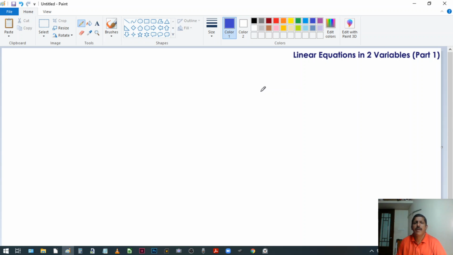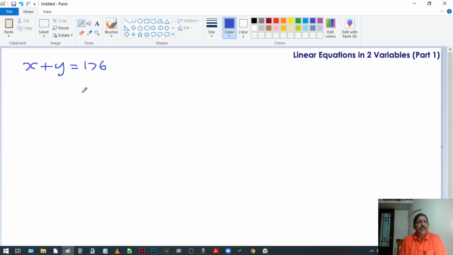Dear students, this is regarding linear equations in two variables, part 1. Suppose our Indian cricket team is playing a cricket match. Sachin and Ganguly together take 176 runs. Then how do we write that? We say x plus y is equal to 176. How many runs Sachin took and how many Ganguly took is not the concern here. Together they took 176 runs.